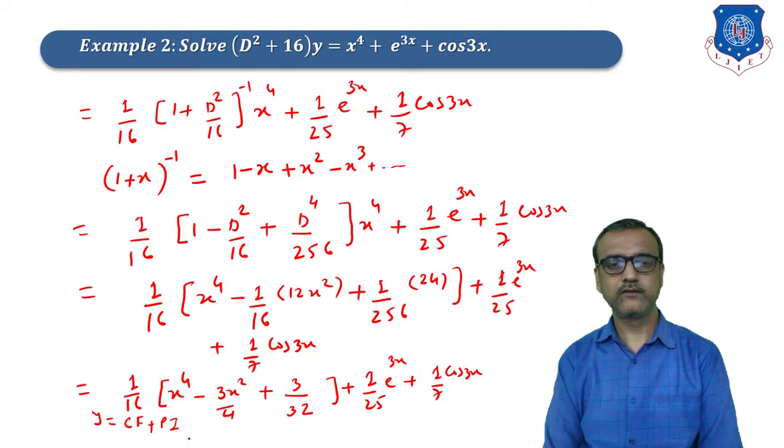So in today's lecture we have discussed case number 3, that is how to find out PI when Q of x is equal to x raised to m, where m is greater than 0. And we have gone through 2 examples based on this topic.